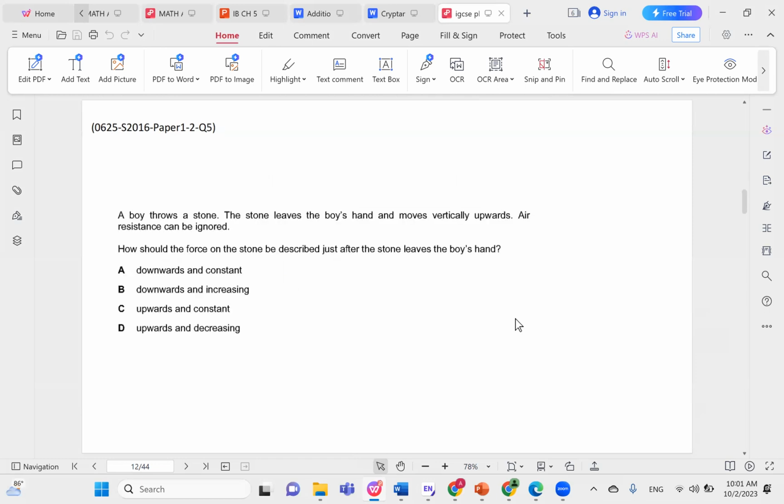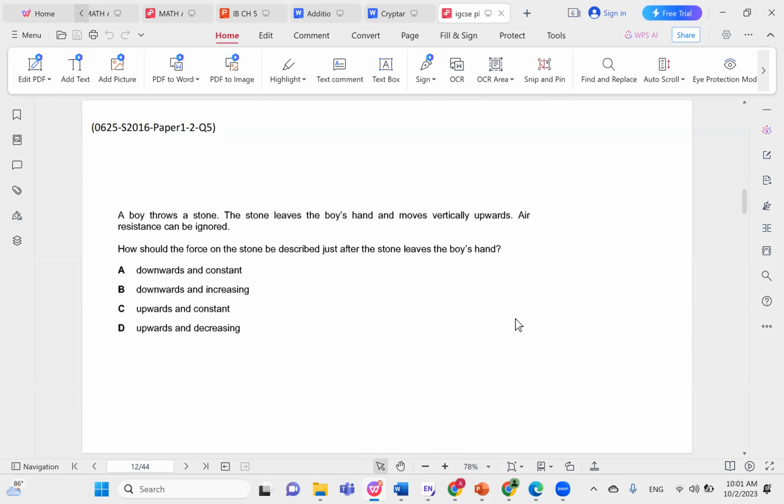A boy throws a stone. The stone leaves the boy's hand and moves vertically upwards. Air resistance can be ignored. Air resistance can be ignored means that the acceleration is constant. How should the force on the stone be described just after the stone leaves the boy's hand?